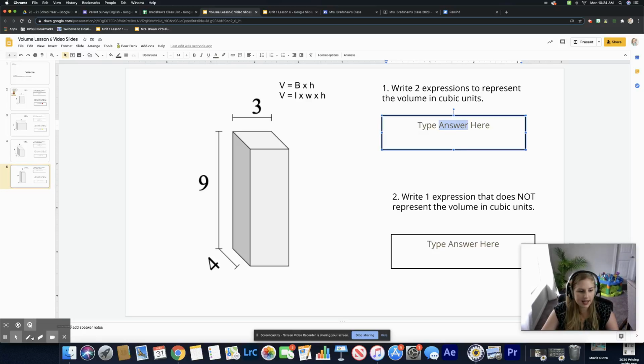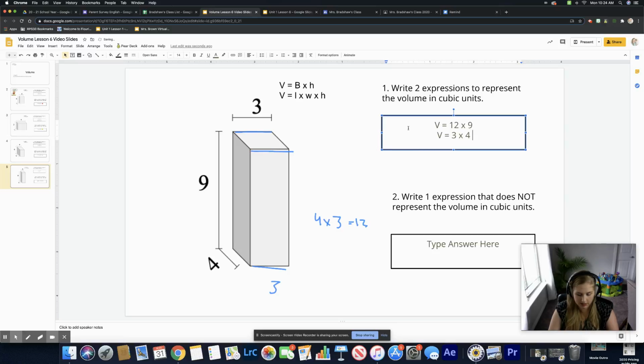All right, the first thing I have to figure out is the base. So if this is 3, then that is 3, then this is 3. So 4 times 3 equals 12. So up here, I can say volume equals the base of 12 times the height of 9. Or I can say volume equals length times width times height. A non-example, remember, they try to trick you with adding 4 numbers. So volume equals 3 times 4 times 9 times 3. That one, again, remember, would be incorrect.